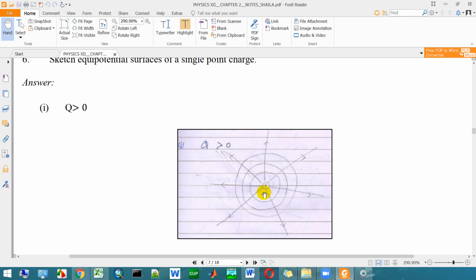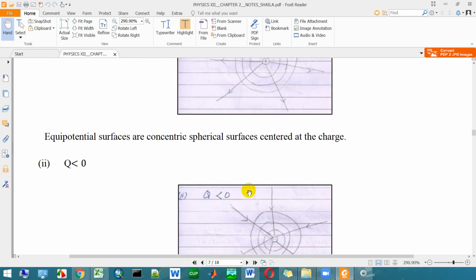Whenever you sketch an equipotential surface for any case, keep it in your mind that the electric field and the surface must be perpendicular. This is the field and this is the surface. At this point it is along the tangent, so it is at an angle of 90 degrees. So this is q greater than 0.